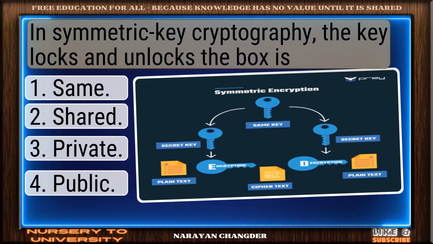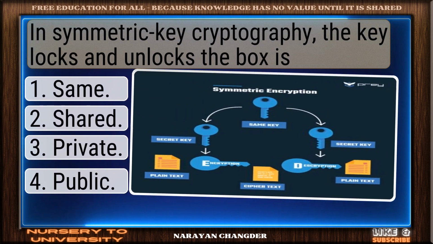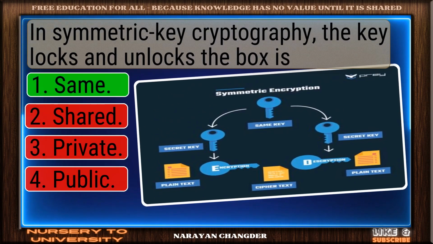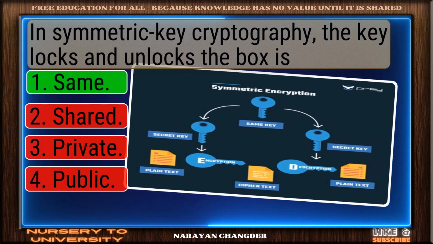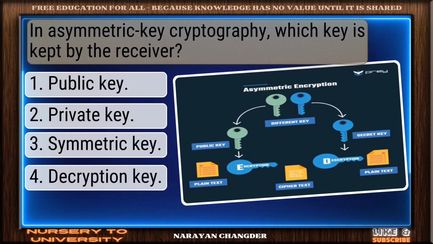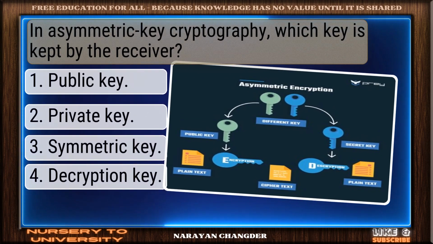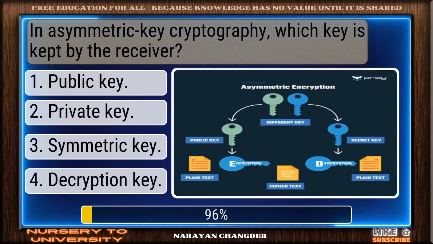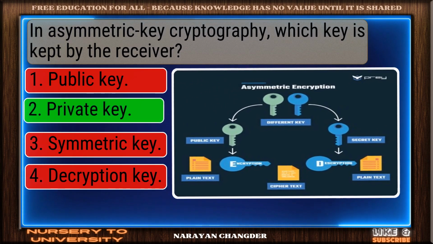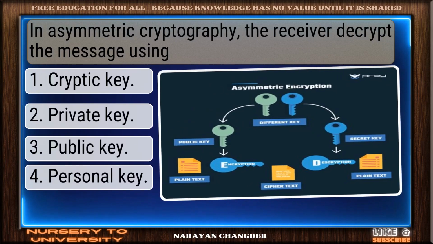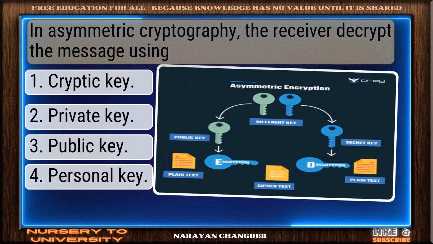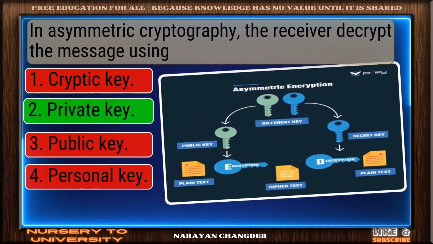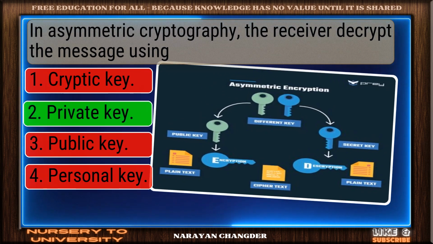Question number 13. In symmetric key cryptography, the key locks and unlocks the box is? Nice work. You chose same and it is correct. Question number 14. In asymmetric key cryptography, which key is kept by the receiver? You're right. Private key is the correct answer. Question number 15. In asymmetric cryptography, the receiver decrypts the message using? Bravo. Private key is the answer.